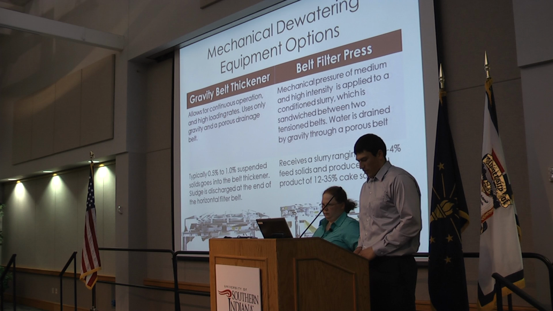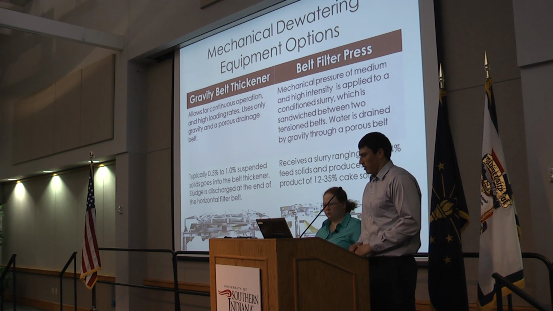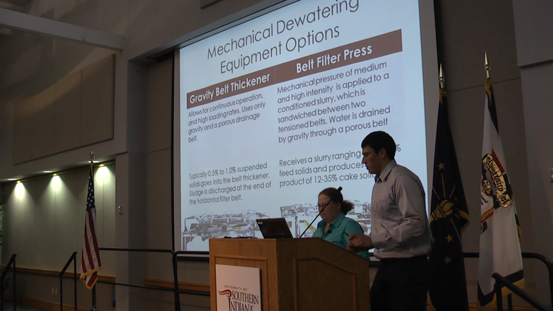The belt filter press also has a porous belt, but the belt filter press sandwiches the sludge between two belts at medium to high intensity pressure. It requires a sludge mix of 1 to 4% solids and produces a sludge cake of 12 to 35% solids.